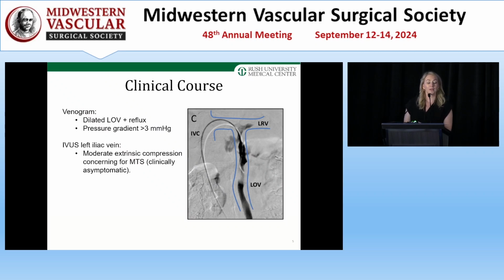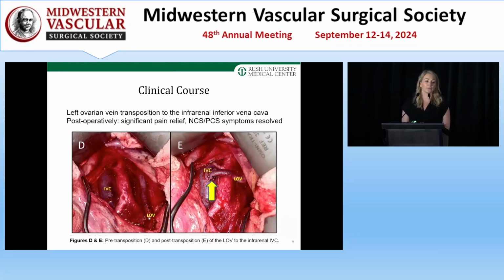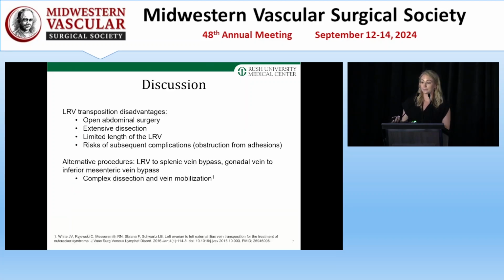We performed a venogram, which confirmed a dilated left ovarian vein with reflux, as well as a pressure gradient greater than 3, up to 4. We also, in case planning, deciding whether or not we could perform a minimally invasive approach using the left iliac vein, performed an IVUS of the left iliac vein, which showed moderate external compression concerning for May-Thurner syndrome, although she was asymptomatic from this standpoint. So we decided to perform a left ovarian vein transposition to the infrarenal inferior vena cava. Postoperatively, she had significant pain relief from her Nutcracker and PCS symptoms and did well.